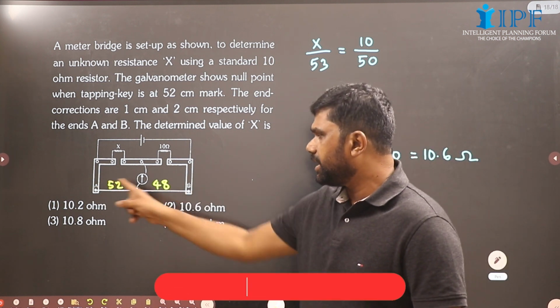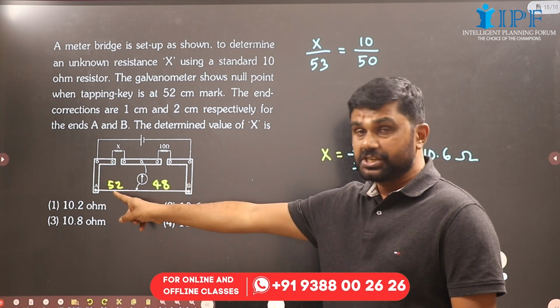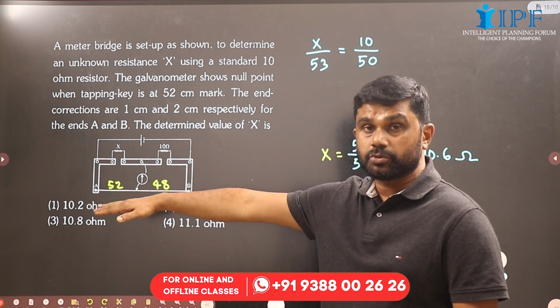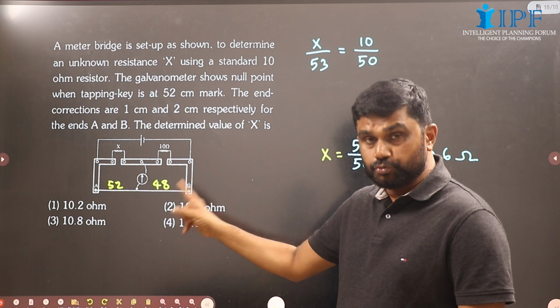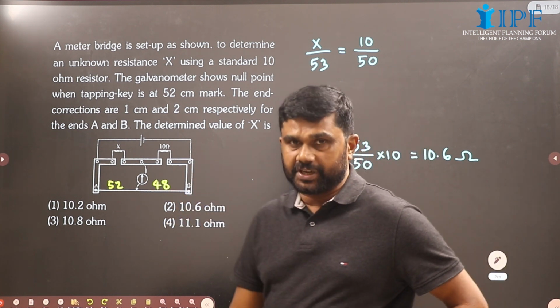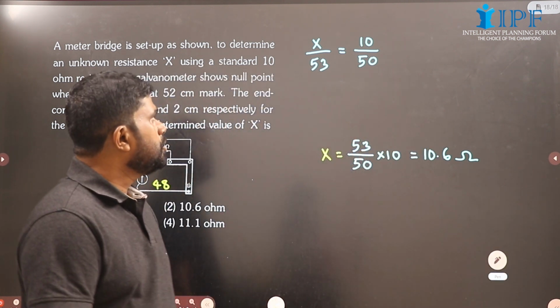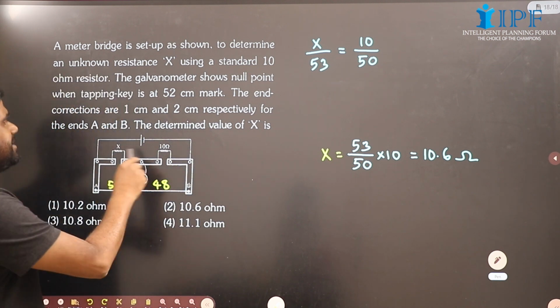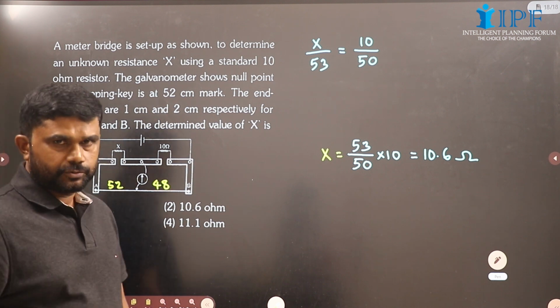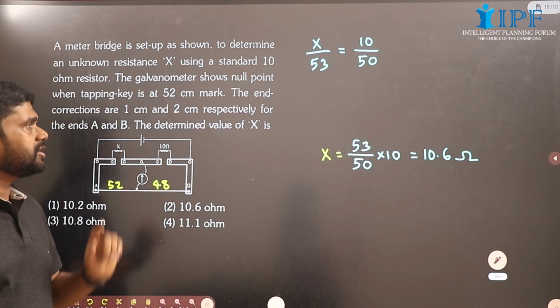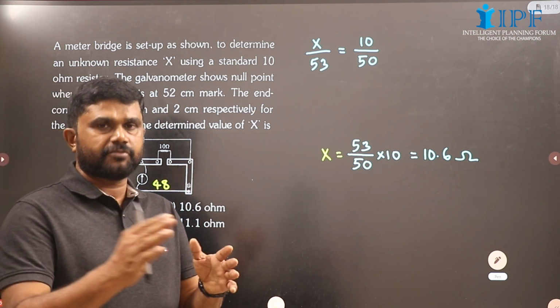See, this is A and this is B. Here the end correction is 1 centimeter, so the actual length is 53. Here the end correction is 2 centimeter, so the actual will be 48 plus 2, 50. Now see, x divided by 10 will be equal to 53 divided by 50, that is 52 plus 1 and 48 plus 2, because the end corrections are 1 and 2.